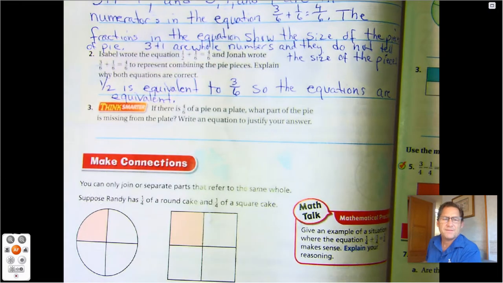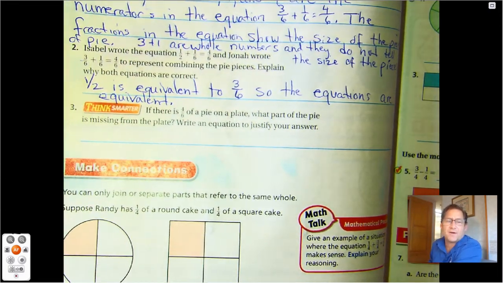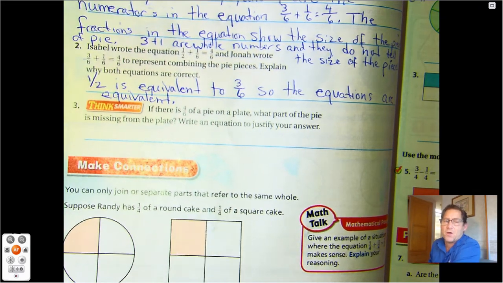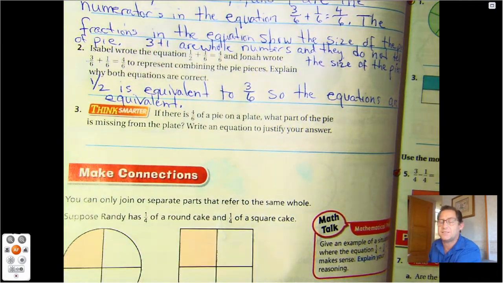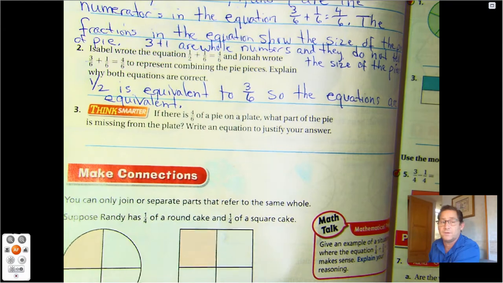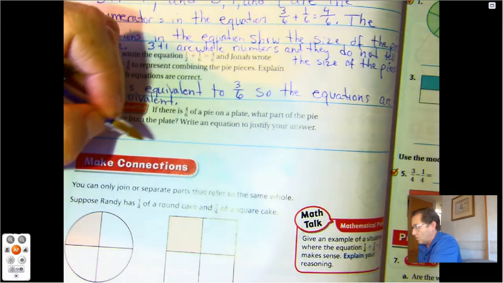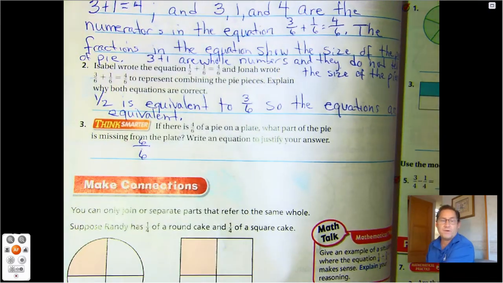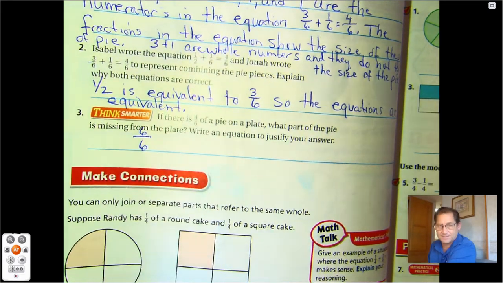If there's 4 sixths of a pie on a plate, what part of the pie is missing from the plate? Write an equation to justify your answer. Okay, well, the denominator tells me how many total pieces there are in the whole. So if the whole pie was there, I know there'd be 6 pieces. So before we eat anything or before we remove anything from the pie dish, it's 6 out of 6.